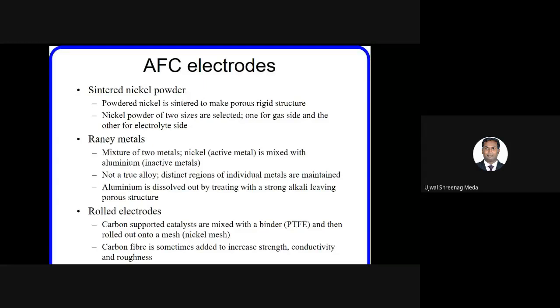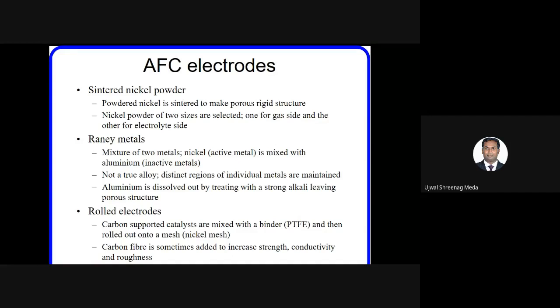Once the structure is formed, that structure is subjected to the action of a chemical such as strong alkali, which will take out all the aluminum. Because of this, a highly porous structure is formed. And also for this reason, it is not considered as a true alloy. You can clearly make out distinct regions of aluminum and nickel on that surface. And once you dip such a structure in a strong alkali, all the aluminum is taken out and a highly porous electrode structure is obtained. So that is about a variant in AFC electrode known as Raney metals.